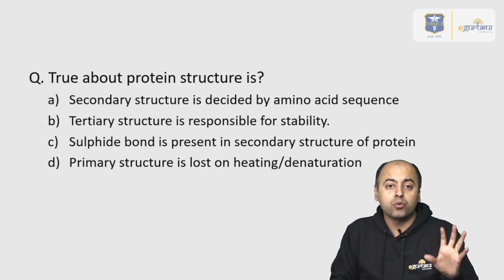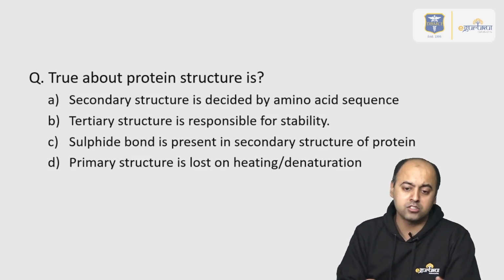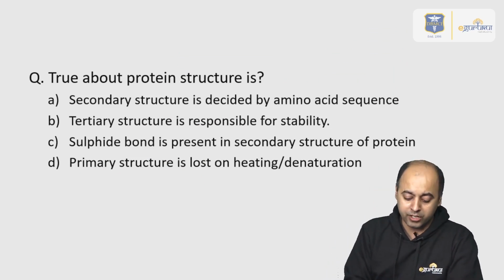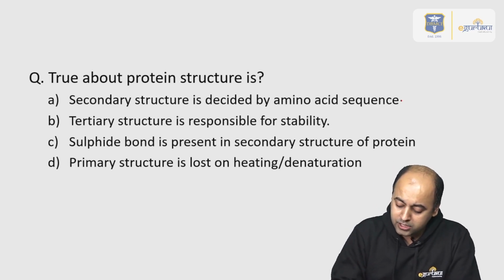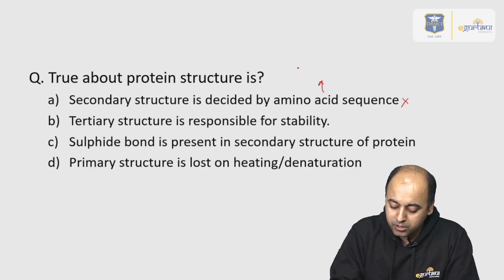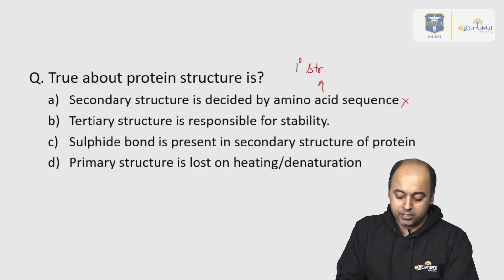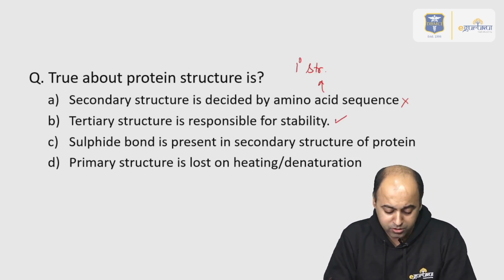True about protein structure. Which of the following is true about the protein structure? And these were the 4 statements which are provided. Secondary structure is decided by amino acid sequence. Now we know that this is false. Amino acid sequence will only determine the primary structure. Tertiary structure is responsible for stability. This appears to be correct, but let's look at the other options.